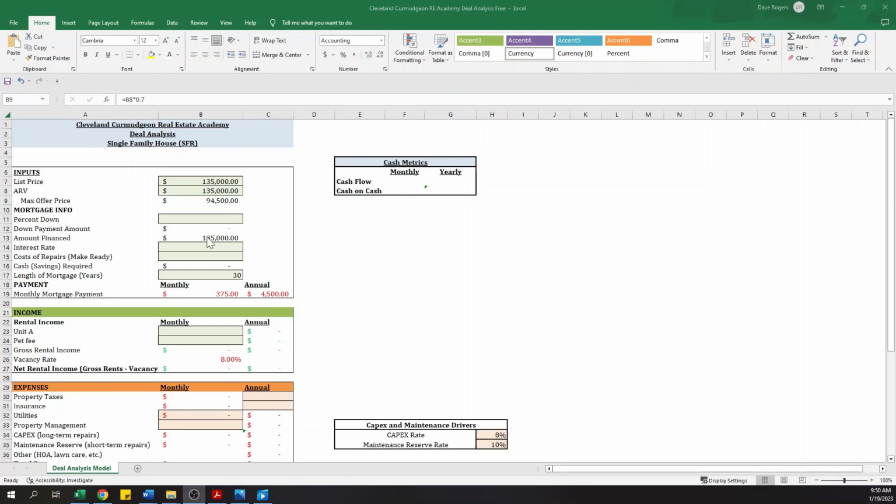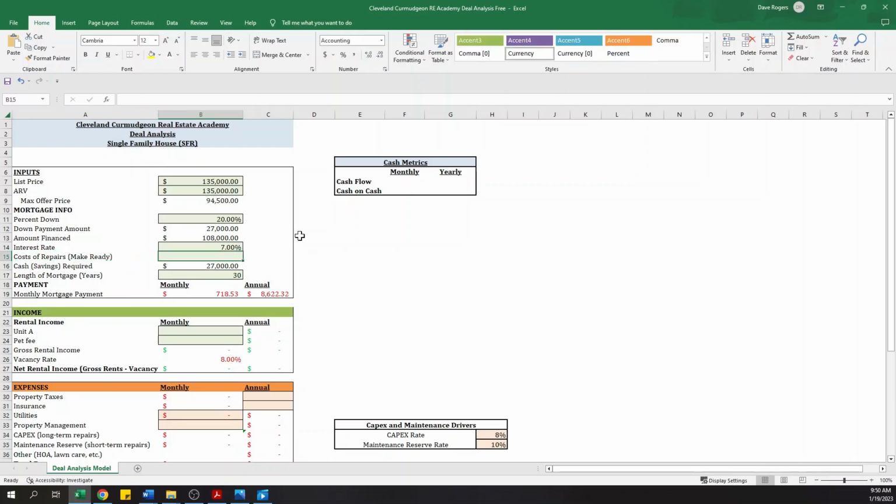Next is mortgage info, our percent down. I'm going to start with 20%, but you could do whatever you think you're going to use. And that will spit out the down payment amount, which is $27,000 based on a $135,000 price. And our loan or debt will be $108,000. Interest rate, I'm going to use 7%. That might be a bit high, but I'd rather underwrite high than low. You need to call multiple lenders to get an interest rate. You need to get the best rate, and you also need to see what rate you're going to get based on your credit score and other stuff.